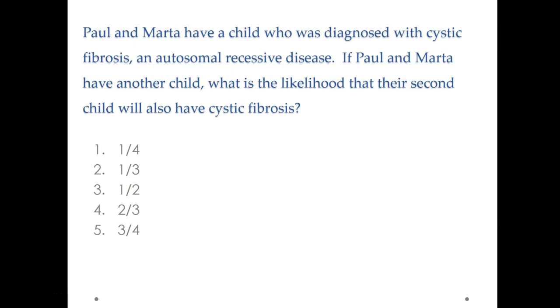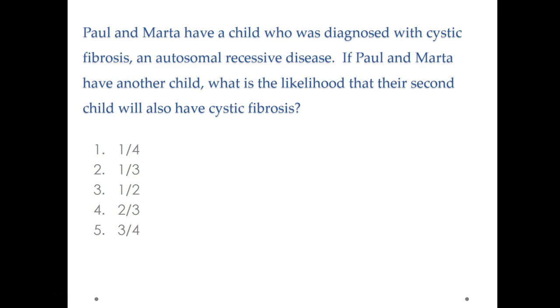However, if 2 carriers come together, you can potentially pass it on to your offspring. So let's take a look at a real quick example problem here. Let's say Paul and Marta have a child who was diagnosed with cystic fibrosis, which is an autosomal recessive disease. If Paul and Marta have another child, what's the likelihood that their second child will also have cystic fibrosis? Is it 1/4, 1/3, 1/2, 2/3, or 3/4? And feel free to pause it if you need to draw your Punnett square here.